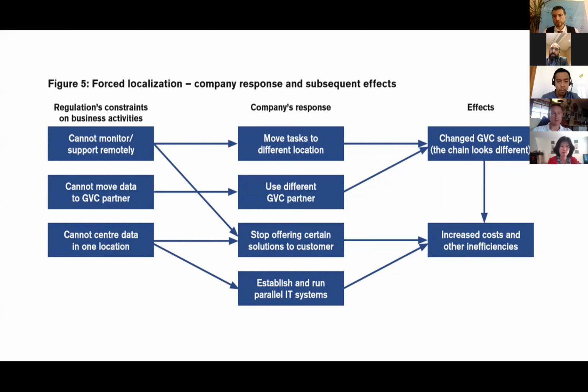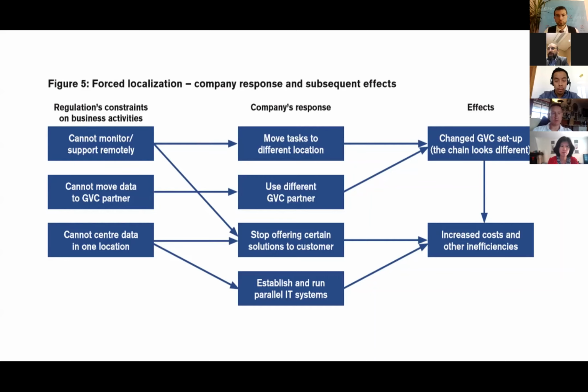So as you see on the side there, companies due to this kind of restriction can't monitor their products or support them remotely. They can't move all the data they want to a GVC partner, or they can't store data in a location where they want to store it. So they have to work around this, and that can be done in different ways. As you see in the middle part there, sometimes they have to choose another value chain partner to work with. So it can happen that a European company can't work with a subcontractor, even though it's the best subcontractor in, let's say, South Africa, because they're afraid that there are restrictions on how they can move the data. So they will look for someone else, not as good, but someone they can move the data to.